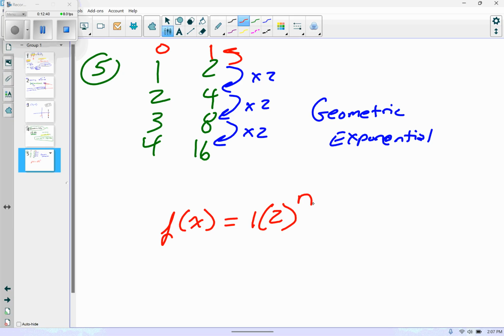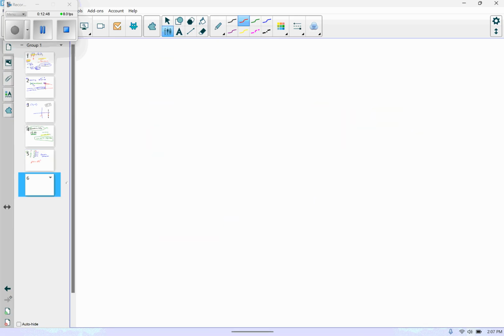Number 6. Take a look at number 6. There's 2 points that are given to you. Are either of those points the y-intercept? No. How do we know? No 0 in which spot? The x spot. So neither of them have that. Okay.